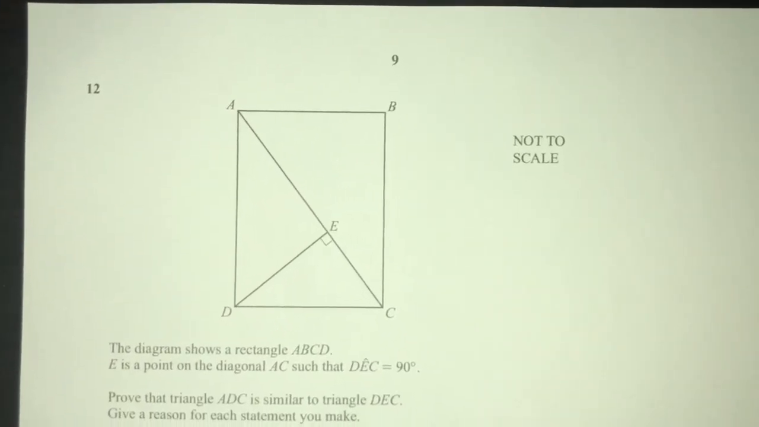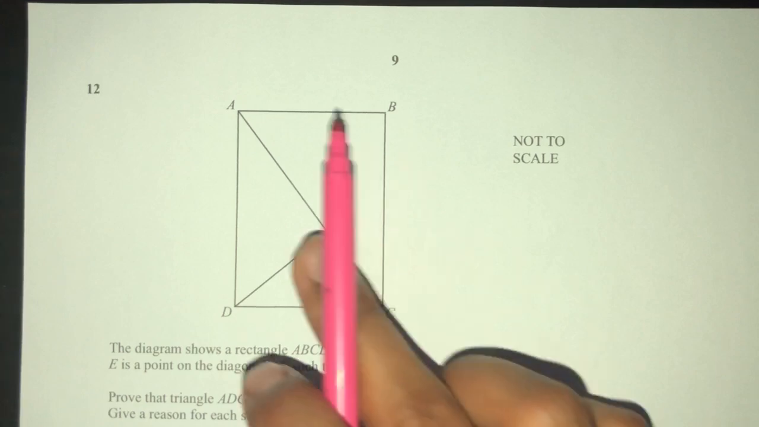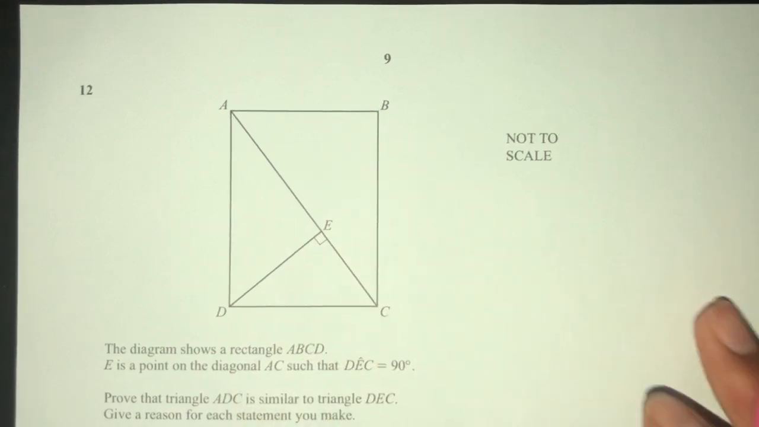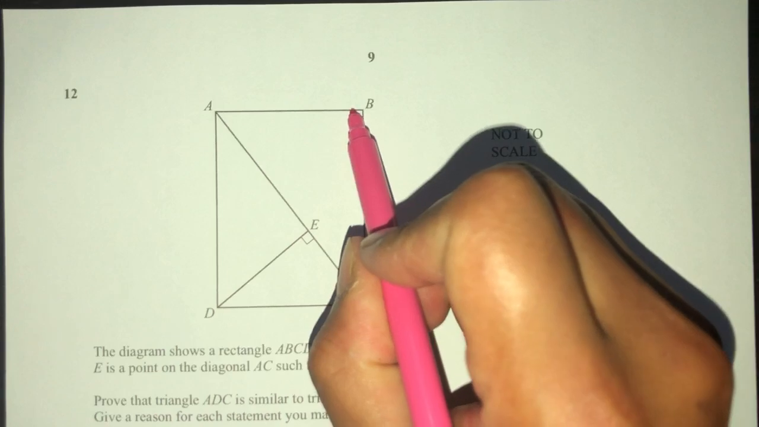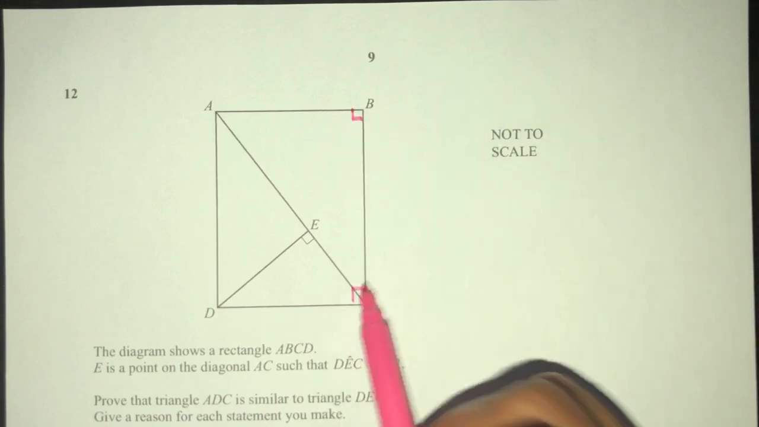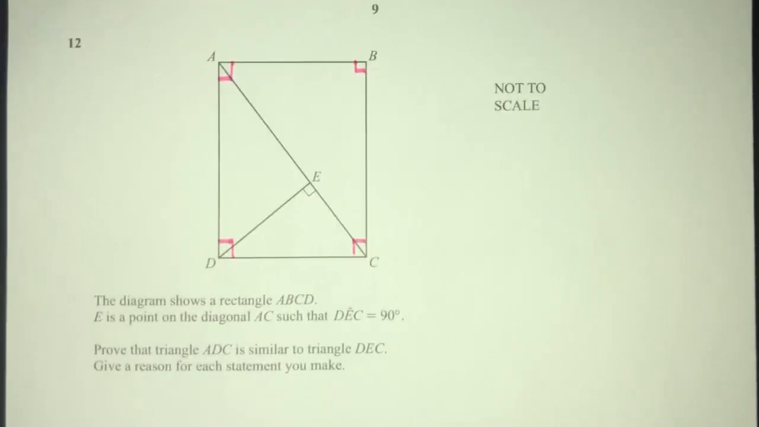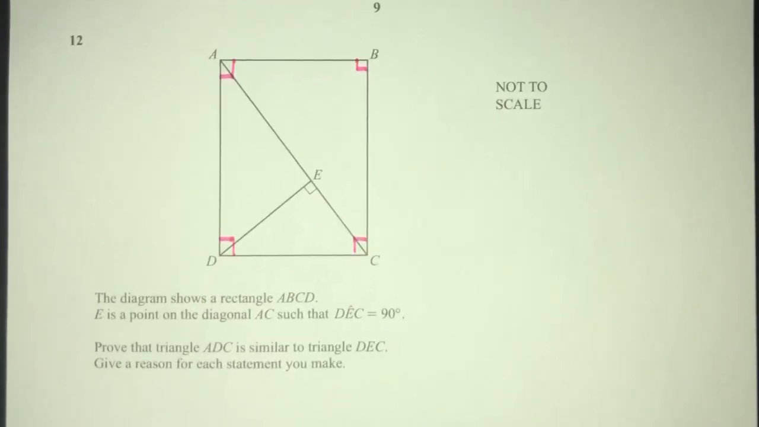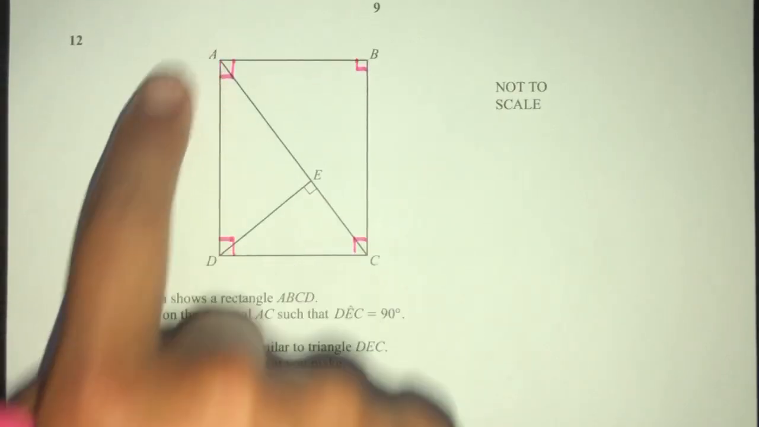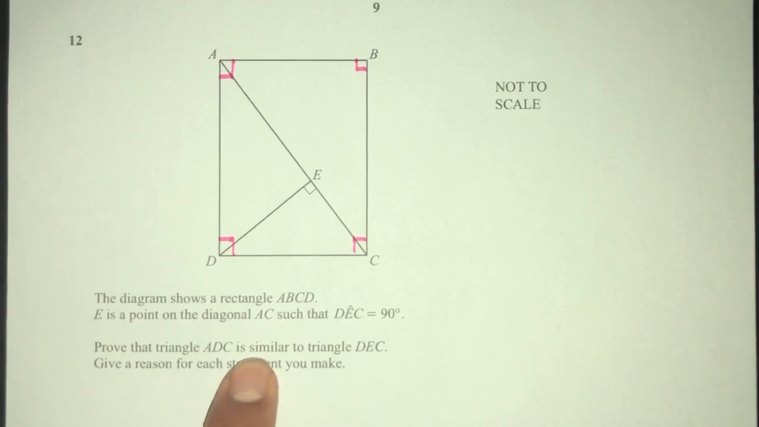So here, what do you have? The diagram shows a rectangle ABCD, and E is a point on the diagonal AC such that angle DEC is 90. So here we have 90 degrees, but we also have to know that this is a rectangle. Obviously, all the angles over here also have to be 90. Right? Here you go. And what else? We have to prove that triangle ADC is similar to triangle DEC.